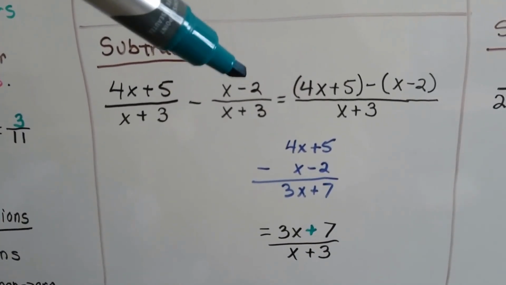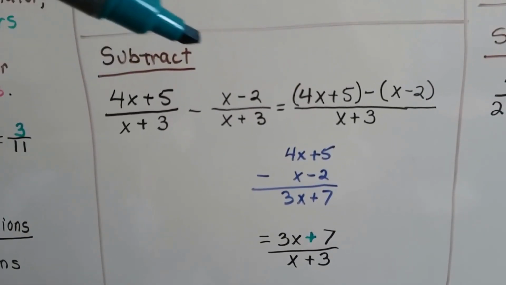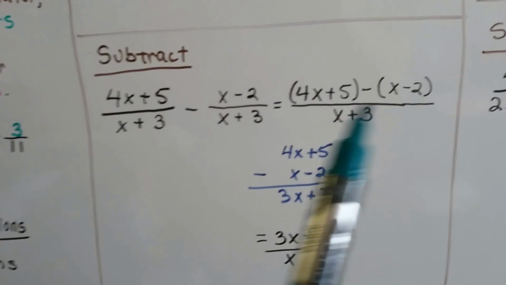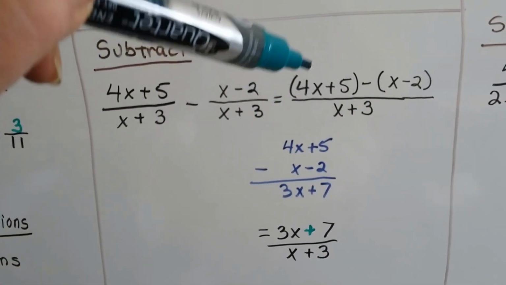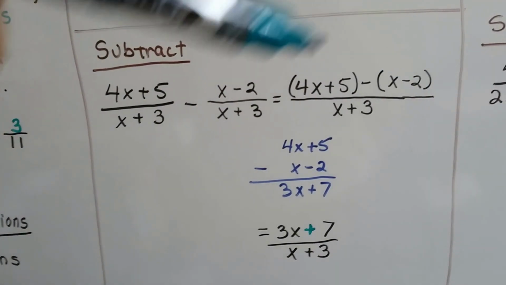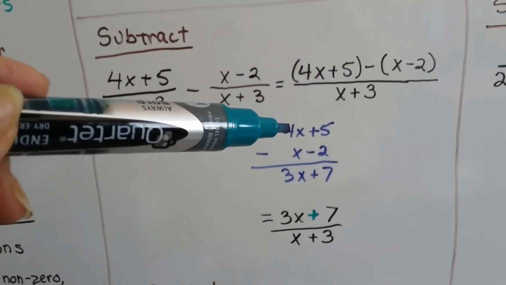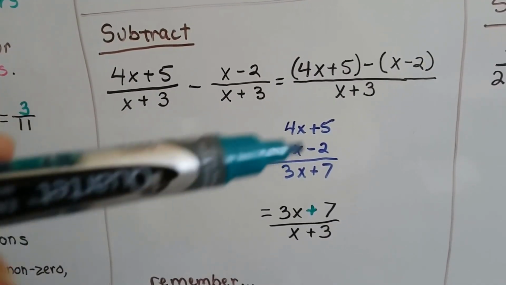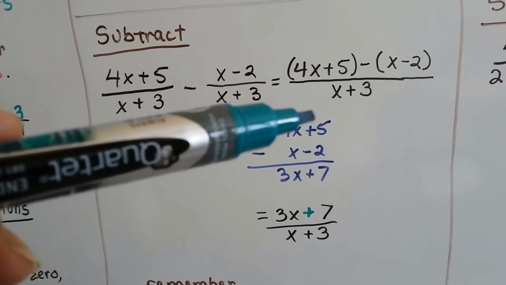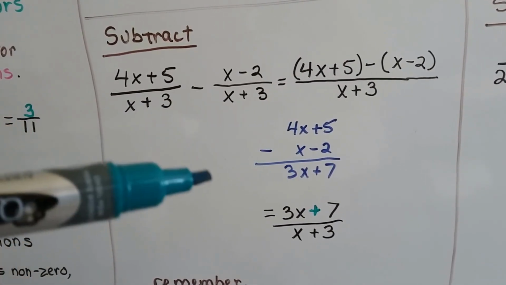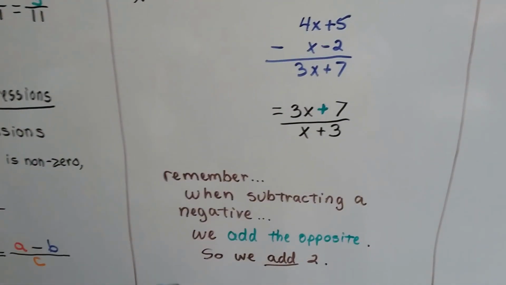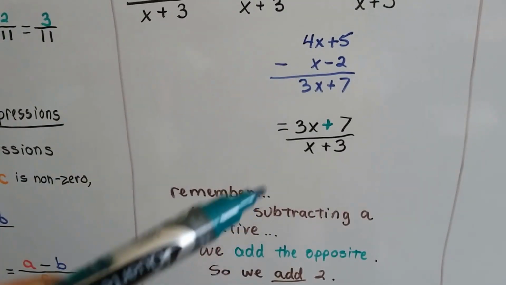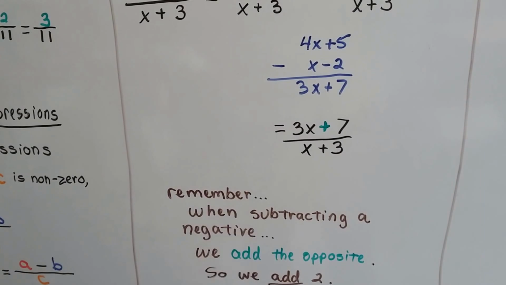This is the subtrahend. This is what we're subtracting from this one. And what we do is we write it with one big fraction bar. And if we were to look at this as stacked, we could stack this one on top of this one and do the subtraction. You could very easily see we have 4x minus x, which is a 3x. And when you're subtracting a negative right here, then we've got a positive 5 minus a negative 2. We add the opposite. So remember, when we're subtracting a negative, we add the opposite. So we're going to add that 2 to the 5, and it's going to give us a positive 7. So we've got 3x plus 7 over x plus 3.